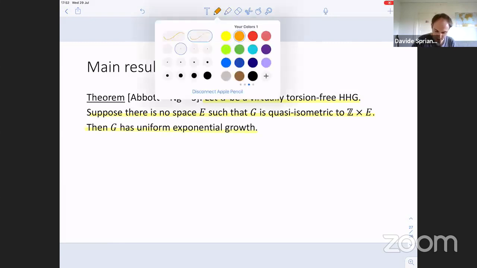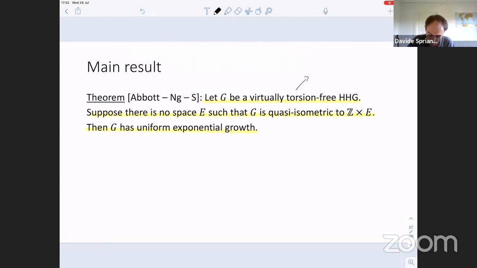So just to have a quick sanity check, the fact that it's virtually torsion-free implies that this is an infinite group. And the fact that it's not quasi-isometric to this product, in particular, is not quasi-isometric to Z cross a point, so in particular is not virtually cyclic. Okay, so this is just what those hypotheses are taking care of, some trivial examples. Good, but then this is what we want to prove. Okay, other questions?